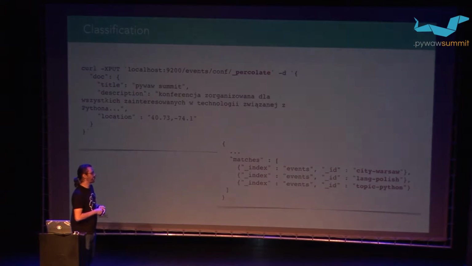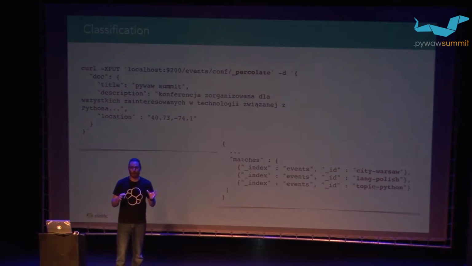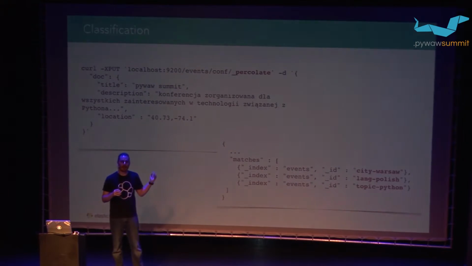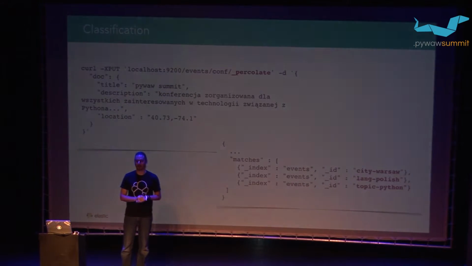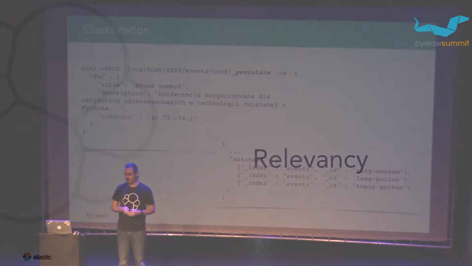So this was the first use case. This was Percolator. This was here just to show that search doesn't have to be just one direction. It can be reversed too. So let's look at another use case that we have.